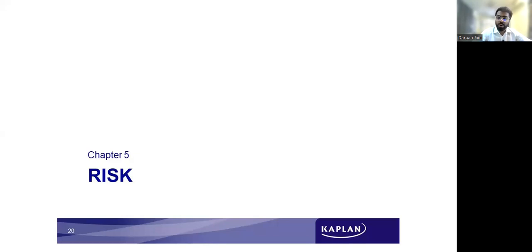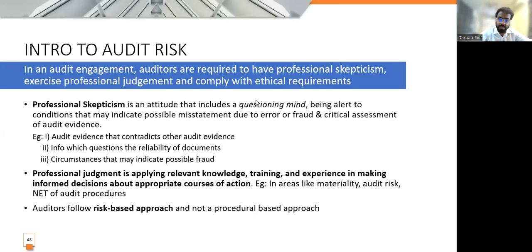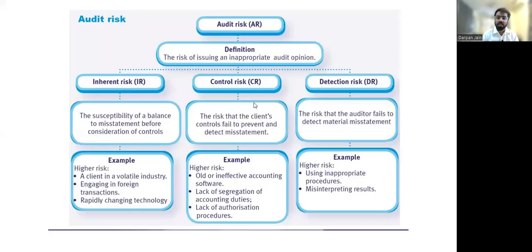Now, this audit risk is actually a function of 3 things. What are the 3 things? Inherent risk, control risk, and detection risk. Listen to this very carefully, very important from the perspective of you understanding the future topics. Audit risk, which is nothing but the risk of issuing an inappropriate audit opinion, right?